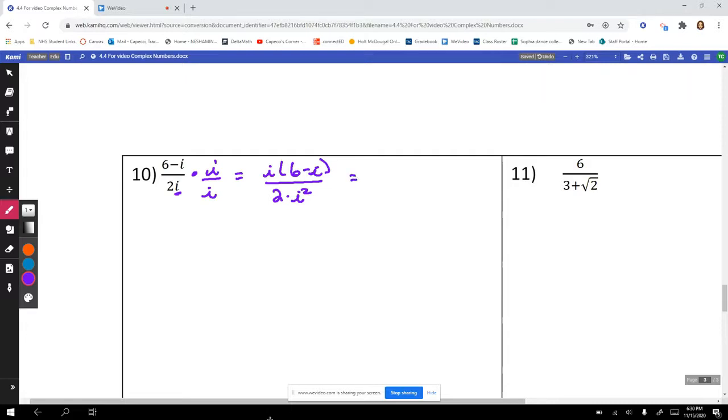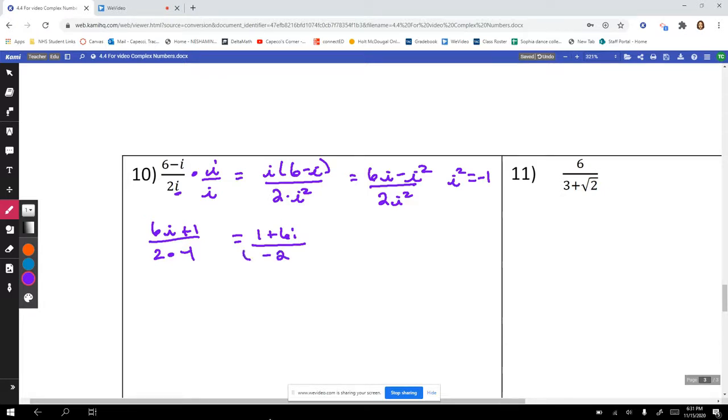All right, when I simplify through there, I get 6i minus i squared all over 2i squared. Now again, remember i squared is equal to negative 1. So that gives me 6i on the top plus 1. And on the bottom, I have 2 times negative 1. All right, so to simplify a little bit, again, I like my real number first. So 1 plus 6i. On the bottom, 2 times negative 1 gives me negative 2.